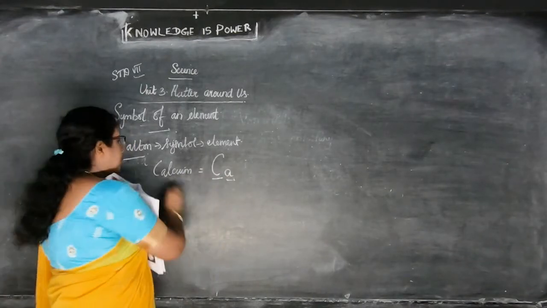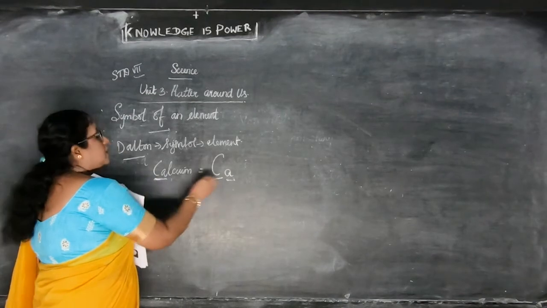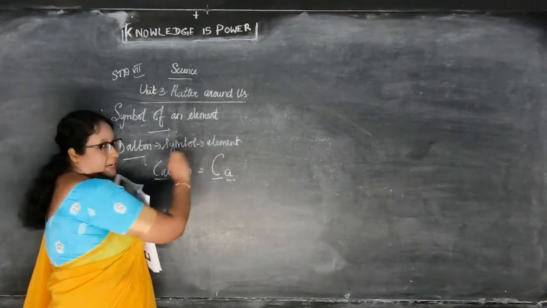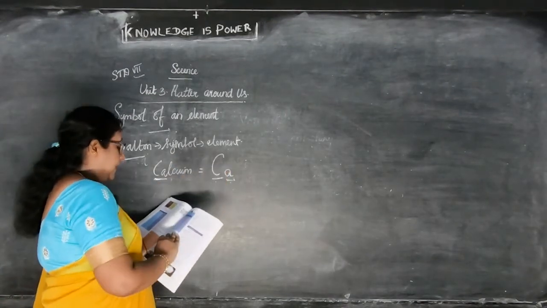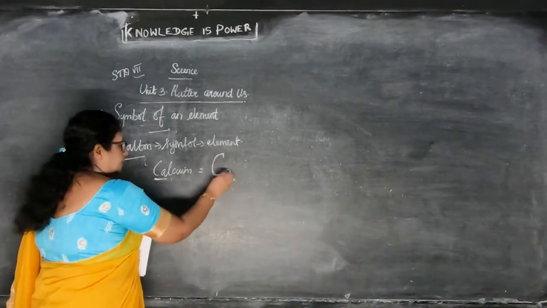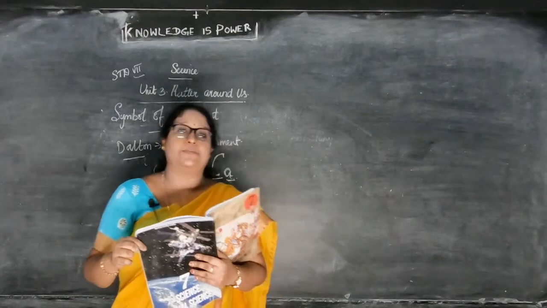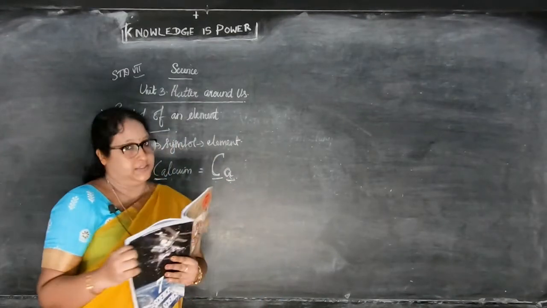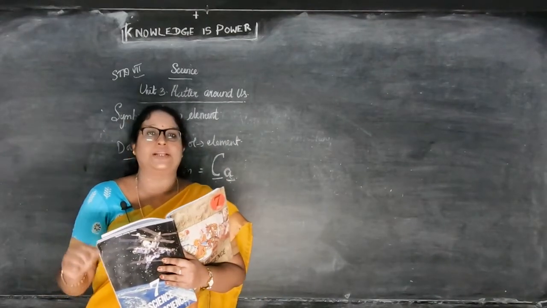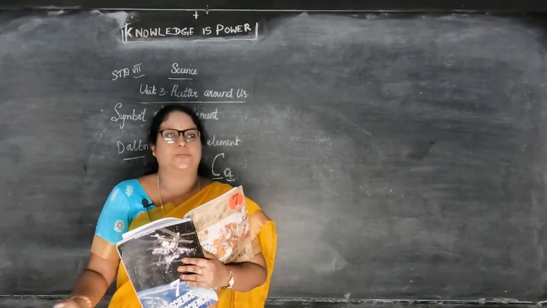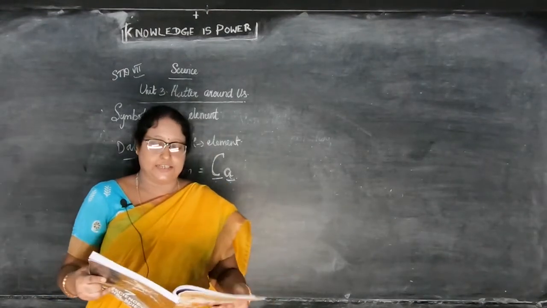Do you understand, children? Calcium is an element, and the symbol given is Ca. The C is written in a capital letter and the a in a small letter. So IUPAC approves the name by giving the first two letters of an element, and the first letter should be a capital letter and the second letter should be a small letter. Do you understand, children?